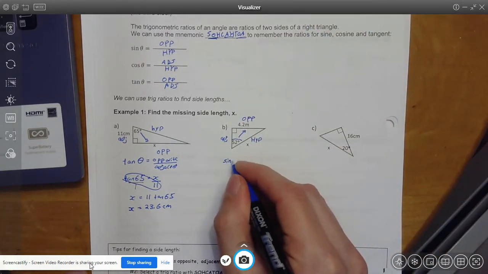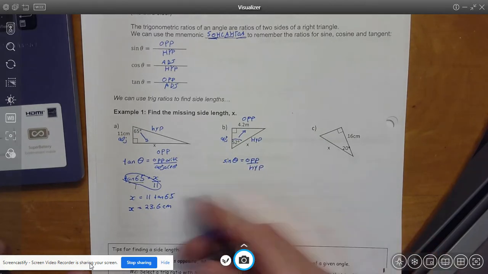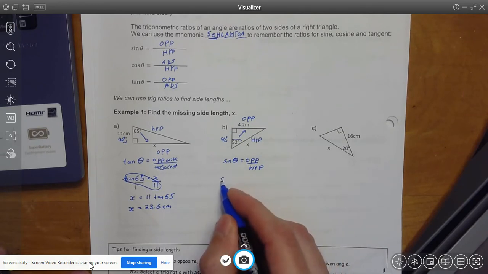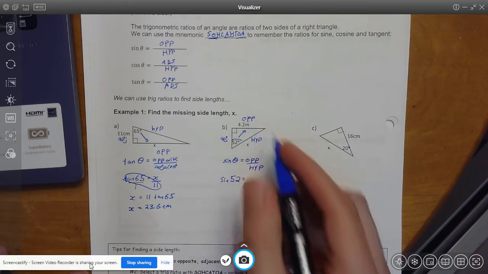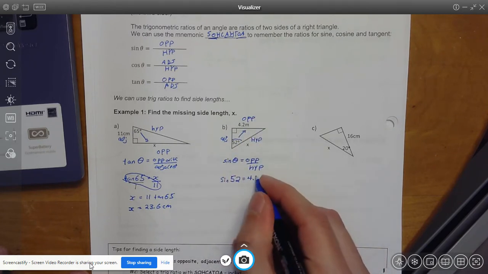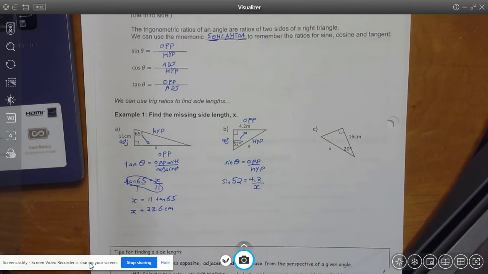So again, let's start by writing down our target. Sine theta equals opposite divided by hypotenuse. And then I can start filling in what I know. Again, I know the reference angle. I look from the perspective of 52 degrees. In this case, I do know the opposite side. It was 4.2. I don't know the hypotenuse. That's what I want to know. That's what we're calling x.